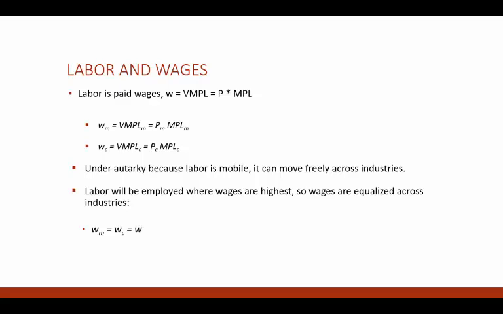First, thinking about the returns to labor. Labor is paid an hourly wage equal to the value of marginal product of labor, or to the product of the price of the good multiplied by the marginal product of labor. In each industry, the wage is given by this relationship. However, because we have assumed that labor is mobile, labor would move to the industry that pays the highest wage. Under autarky, since both goods are desired and are produced, then wages have to be equalized across industries. So we can consider wages as W without any subscripts to indicate which industry they are earned in.